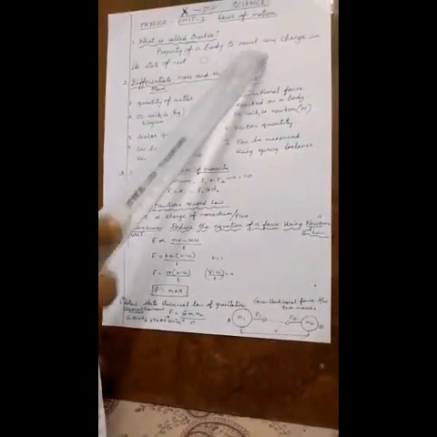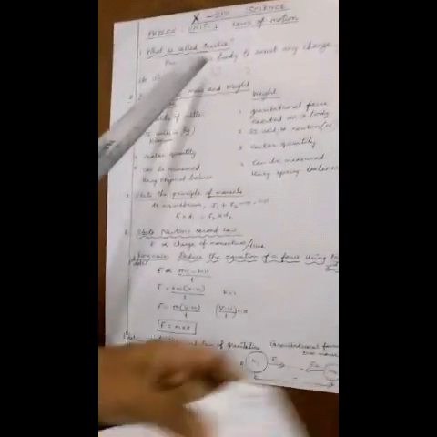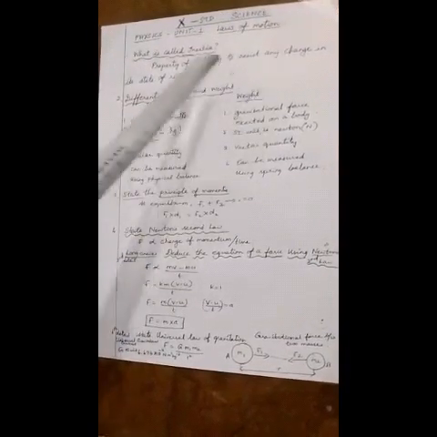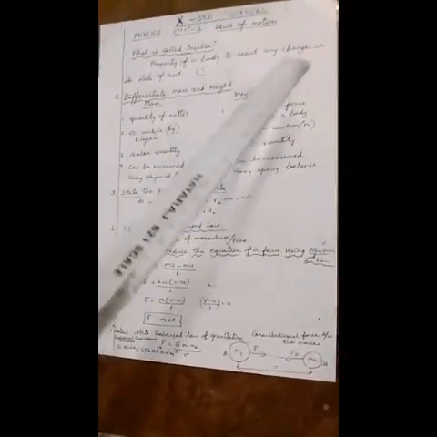What is called inertia? The property of a body to resist any change in its state of rest or of uniform motion unless it is influenced upon by an external unbalanced force. This is called inertia. Any body would like to continue in its state of rest or the state of motion. This is known as inertia.